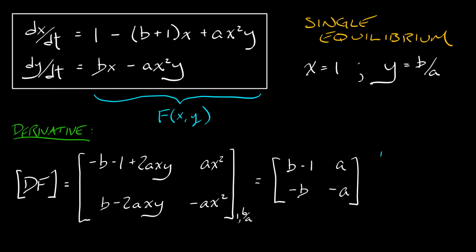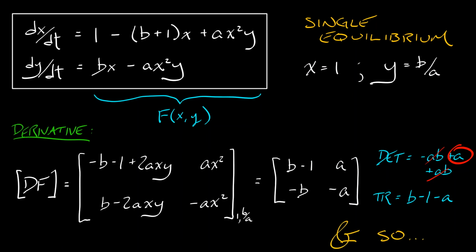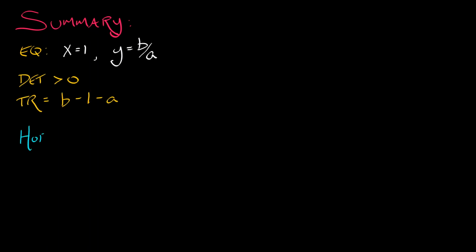What's the determinant of this? That's, let's see, negative ab plus ab. That is just a, and a is positive. So I have positive determinant. The trace is b minus 1 minus a. With everything that we have assembled, we can conclude that a Hopf bifurcation occurs whenever b equals a plus 1.